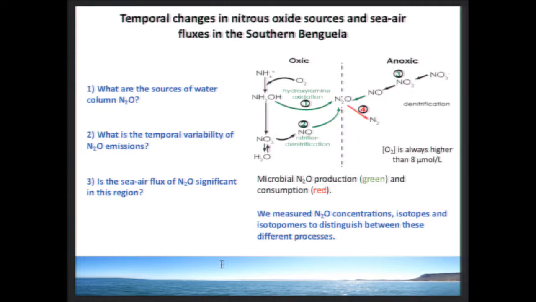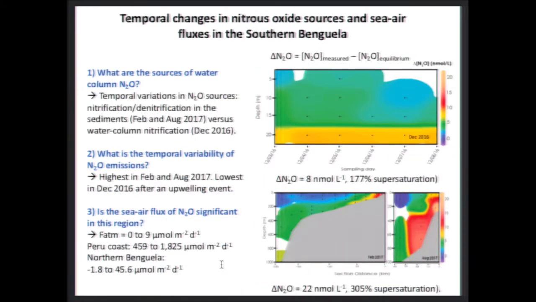So there are different ways to produce N2O. You can produce it during oxic nitrification by either hydroxylamine oxidation or nitrifier denitrification. You can also produce N2O during denitrification under anoxic condition, but you can only consume N2O during denitrification under anoxic condition. So we measure N2O concentration, but also the stable isotopes and isotopomers to be able to distinguish between those different processes. So quickly, some results.